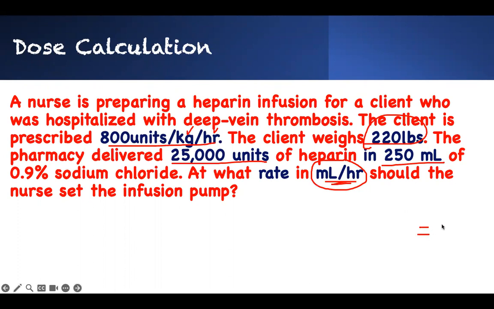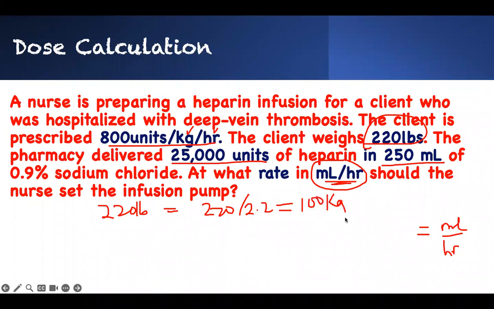So the infusion, we want to know how much ml per hour. That's how you set the infusion rate. But then I have my pound. I told you 220 pounds has to be converted into kilos. So 220 over 2.2, and so this is equivalent to 100 kilos.